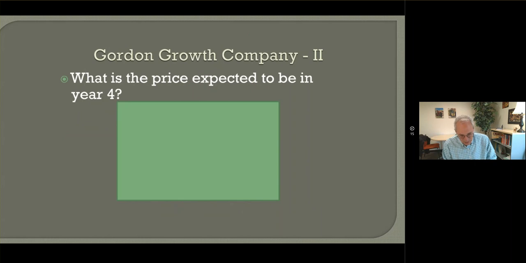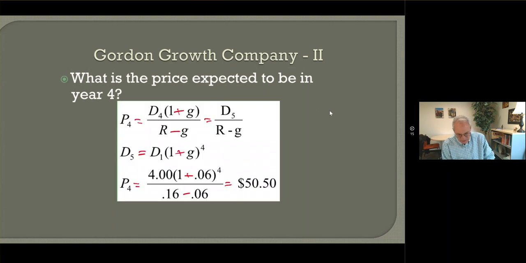What is the price expected to be in year 4? There's a couple ways you can do it. I want you to put me on pause and try to figure that out. Okay, so there's a couple ways you can do it. The way I'm going to show you, because we talked about this before, we're looking for price in year 4. And remember what I said about the price and the dividend in that formula. There's always a 1-year difference. So we need to find the dividend 1 year past the price. So we need to figure out D of 5.